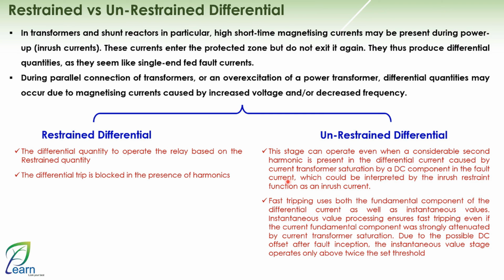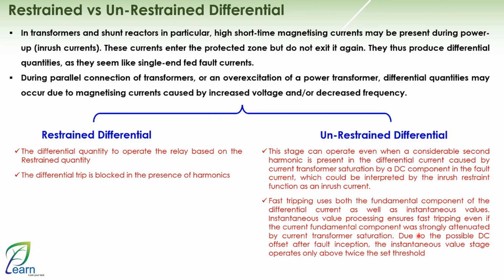Additionally, there is a very important piece of information about the unrestrained differential. This unrestrained differential, also known as fast tripping, uses the fundamental component of the differential current and also uses the instantaneous values. Why does it include the instantaneous value? To perform processing faster, to ensure fast tripping, even if attenuation occurs through current transformer saturation.